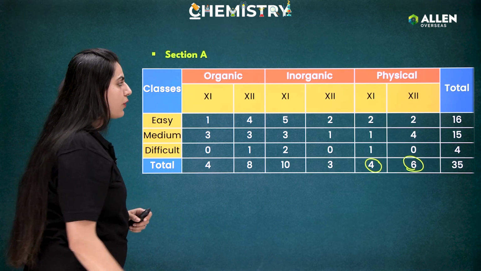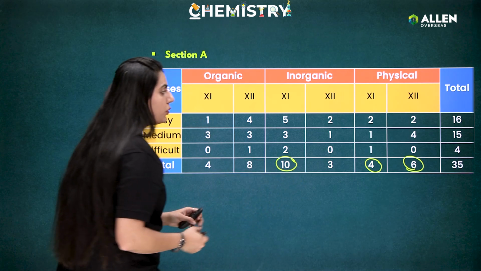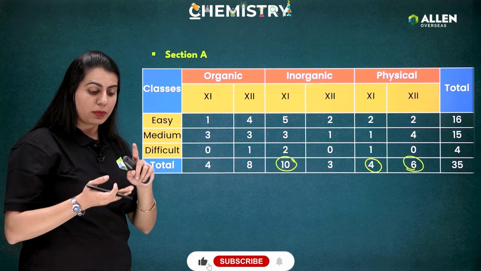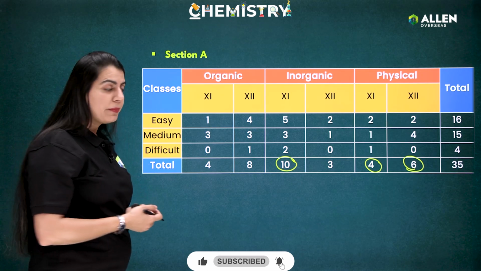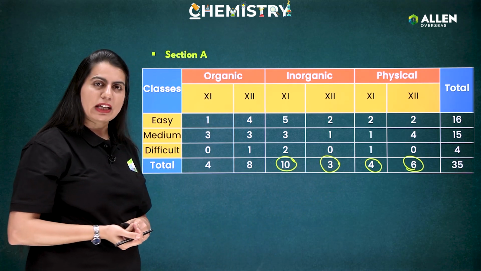Overall 10 questions from section A. Then from inorganic, you can see so many questions came from the 11th inorganic. 10 questions from hydrogen and s-block, you can understand. Then from the 12th inorganic, 3 questions came in section A.